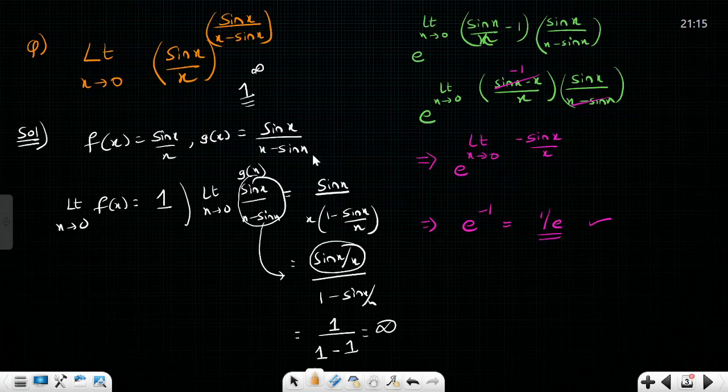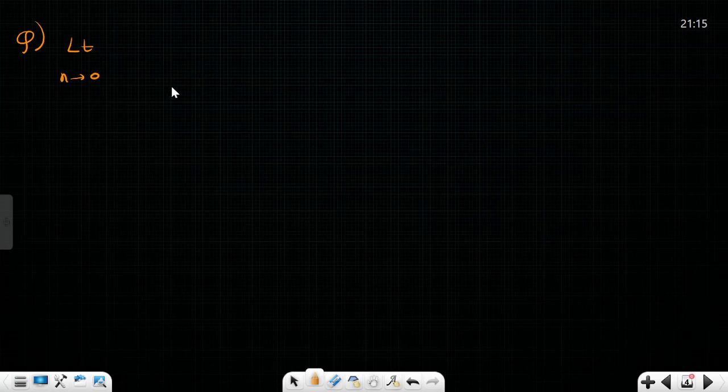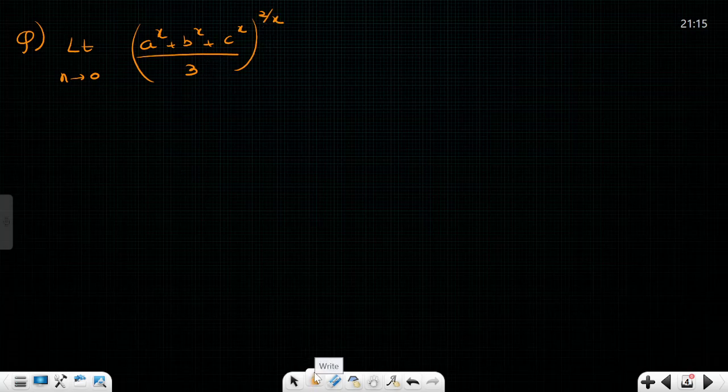So I think this question is very much clear to you. Next question, please write down: limit x tends to 0 of a power x plus b power x plus c power x divided by 3, all power 2 by x. That's it. You have to solve this one, there is nothing more than this.